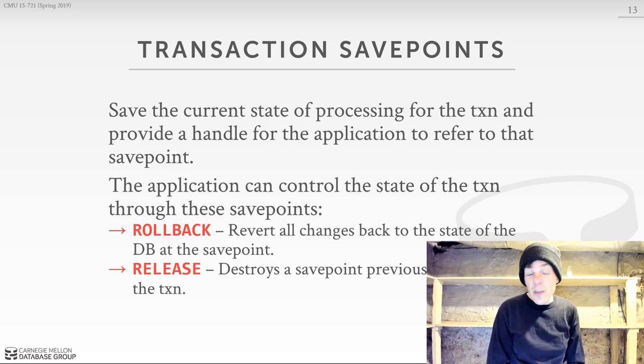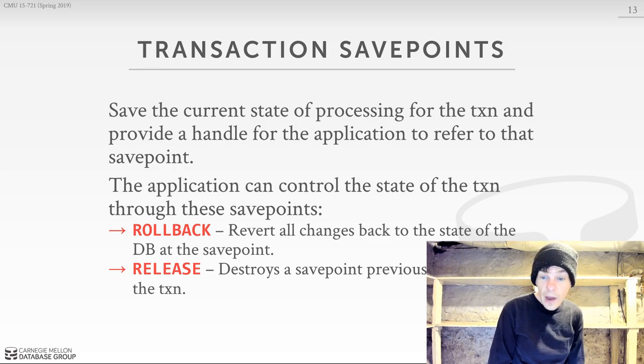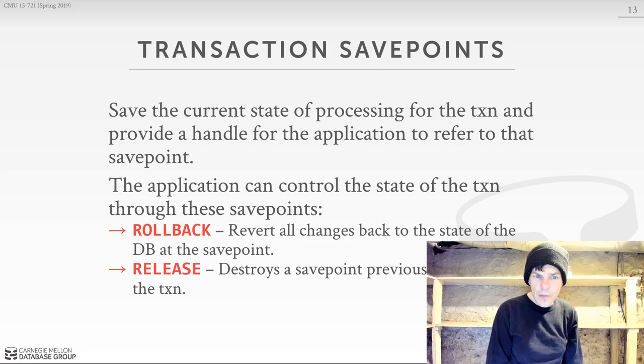One area where save points are really common is in user-defined functions, or UDFs, to support exception handling, because again, it allows you to just go back to the last save point right before you entered a try block or before you started the UDF. So save points are very common in systems that support user-defined functions.